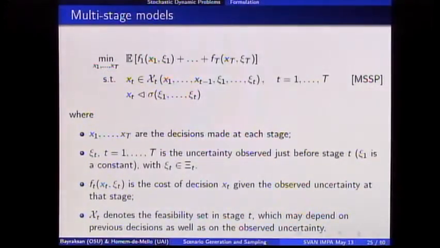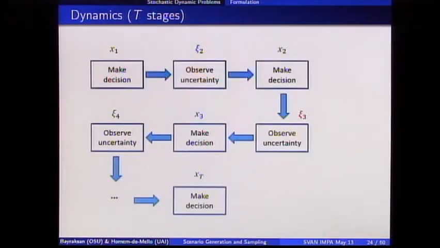So the x are the decisions. The ξ is the uncertainty observed just before time t. So you can think of ξ1 as a constant. In this picture here, there's no ξ1, so you can think of it as what comes before. Well, that's just a constant. There's nothing random about that. So the first uncertainty that you observe is ξ2. That's just our notation here.